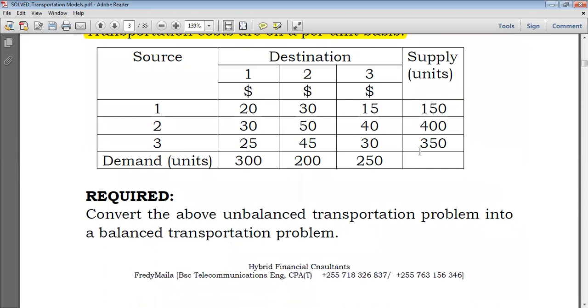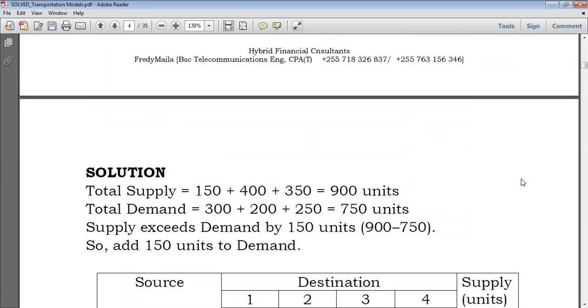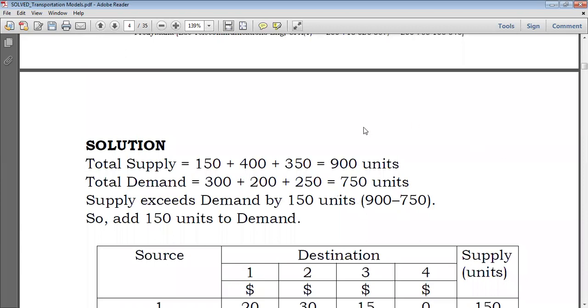And then you go to destination: 300 destination 1, 200 destination 2, and 250 destination 3. You add them and find they have different values. Total supply gives you 900 units, total demand gives you 750 units. So you find out that demand is in deficit. Supply, which is 900, exceeds demand by 150 units. Since demand has been exceeded, you have to add 150 units to demand.